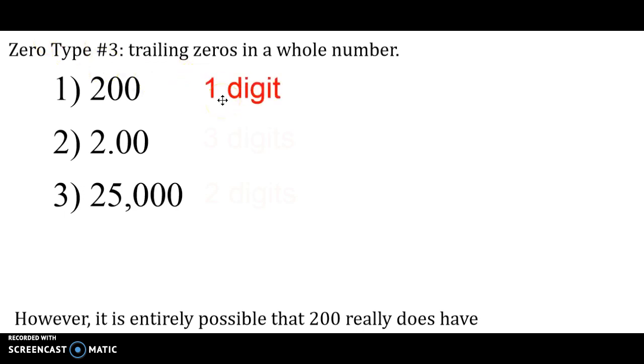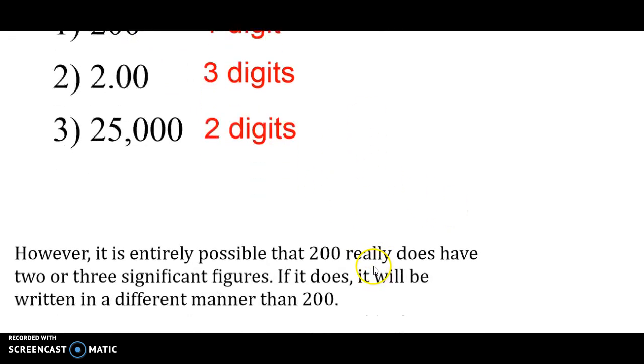It's not clear that these zeros should be important. Now, in this particular case where we got it after the 0, we've included these potentially after the decimal, so we're going to assume that with this number, it's supposed to have 3 digits. With this 25,000, this is considered to have 2 digits. So the thing is, though, maybe this is actually 1 digit or 2 digits or 3 digits. It is entirely possible that 200 really does have 2 or 3 significant figures.